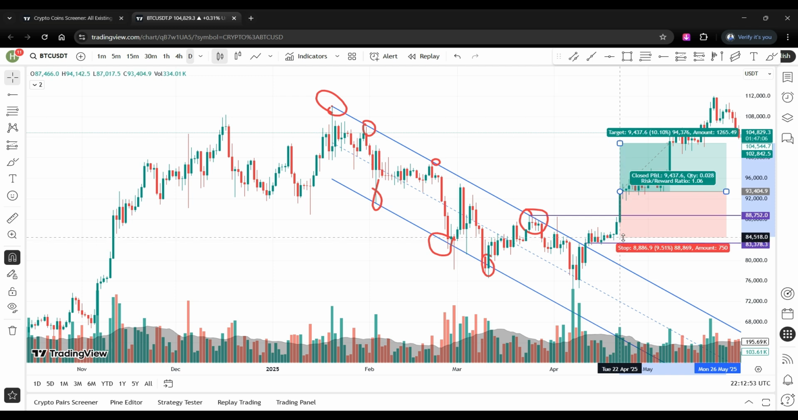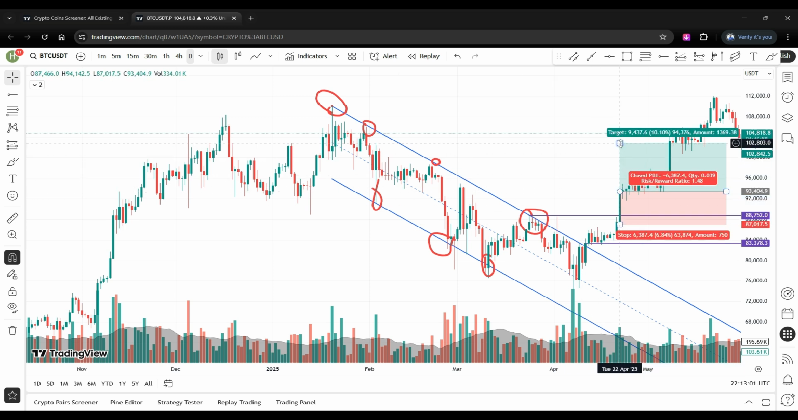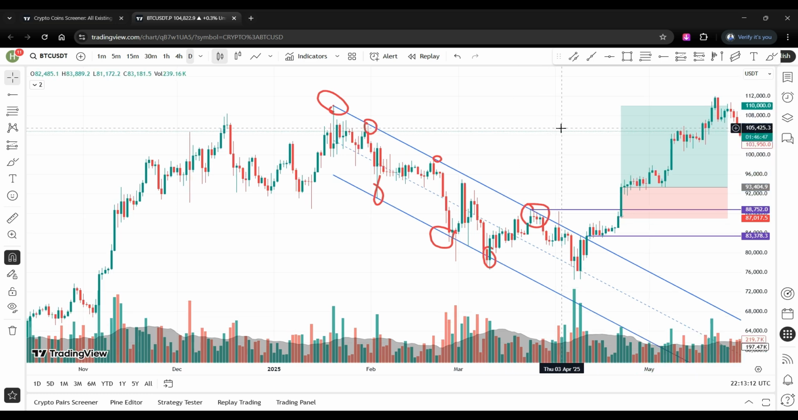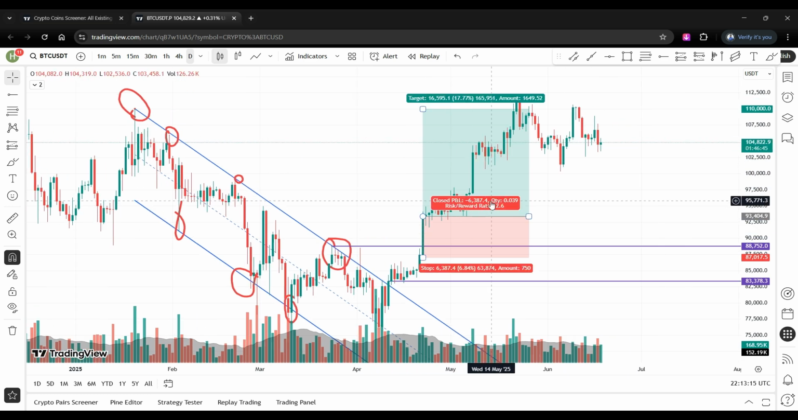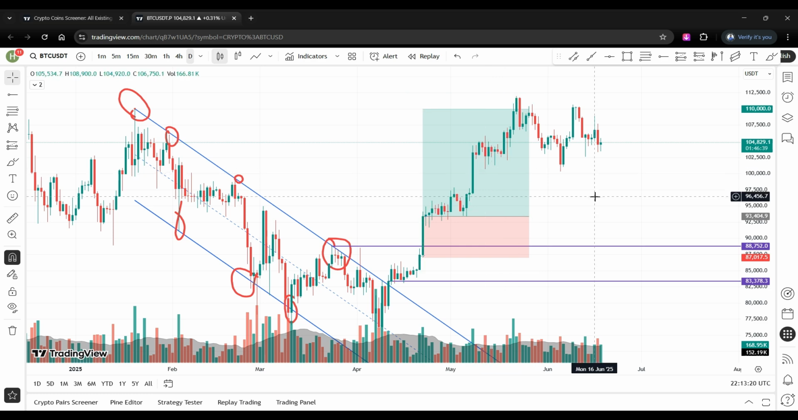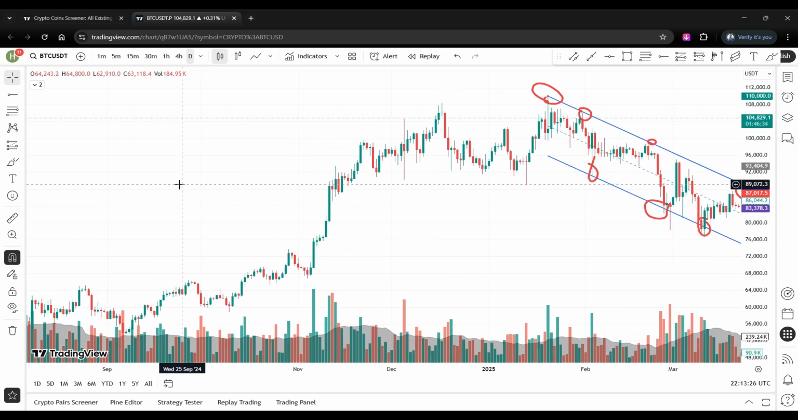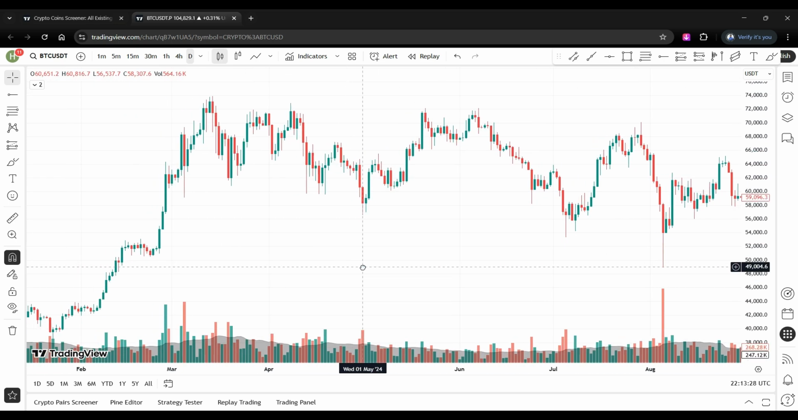Our stop loss will be at the bottom of this strong momentum candle, and our take profit will be the top of the trend. We won this trade very easily. And let's look for one more trade.